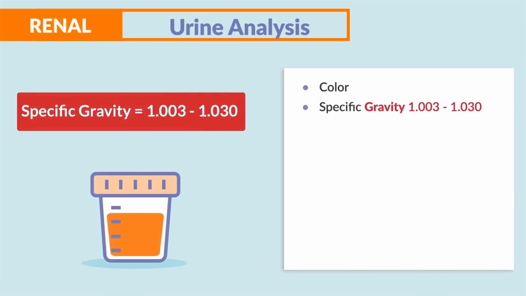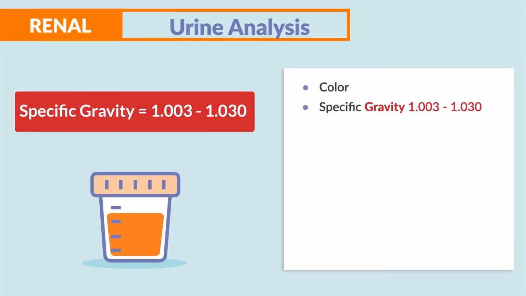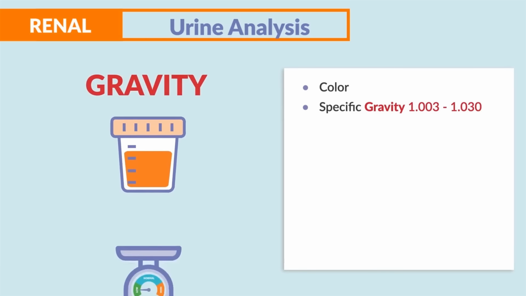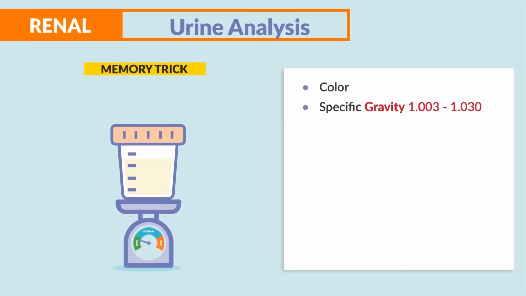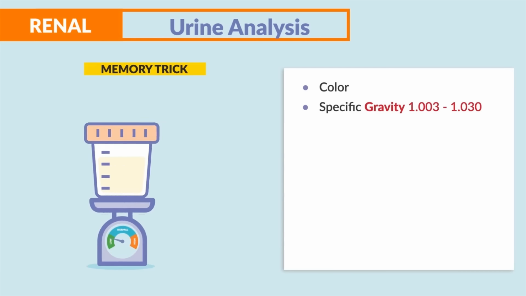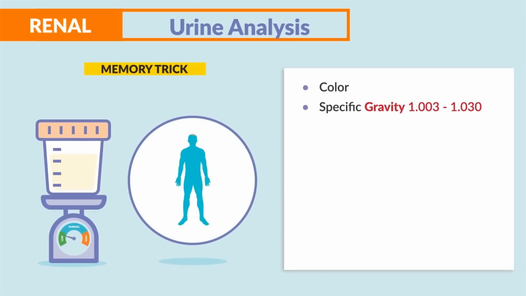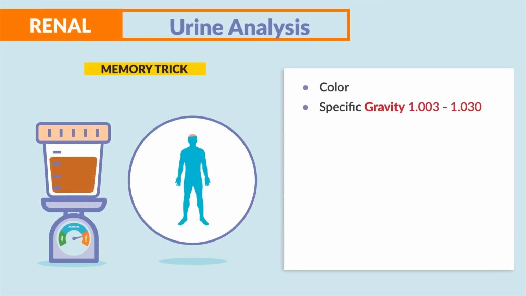Now, for specific gravity, students get this confused all the time, so pay attention here. The key numbers here are 1.003 and 1.030. So let the name help you here. Specific gravity, just think gravity here, the weight of the urine. So the memory trick we use is for light urine with the specific gravity that is low, just think a low and liquidy body. Very dilute urine, so we have a dilute body with low liquidy lab values. And on the other side, for heavier urine, the gravity is high, so just say the body is dry.